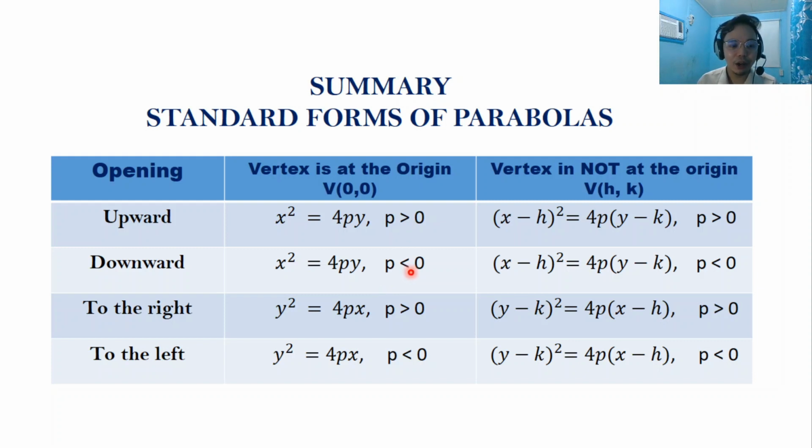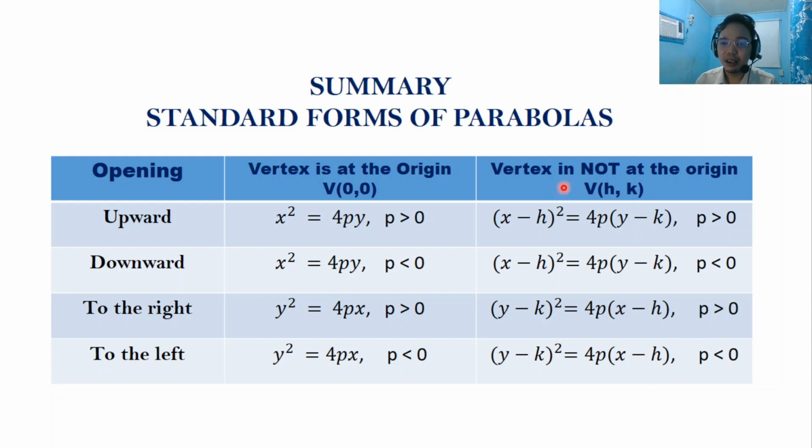Kapag ang parabola natin opens to the right, tsaka to the left, this is our equations. Y squared equals 4px, where p is greater than 0. Kapag naman our parabola opens to the left, this is our equation. Y squared equals 4px, where p is less than 0. So tatandaan natin na kapag x squared nag-i-start ang equation ng parabola, ang axis of symmetry niya ay nasa y. Kapag naman sa y squared nag-i-start ang equation ng parabola natin, ang axis of symmetry niya ay nasa x.